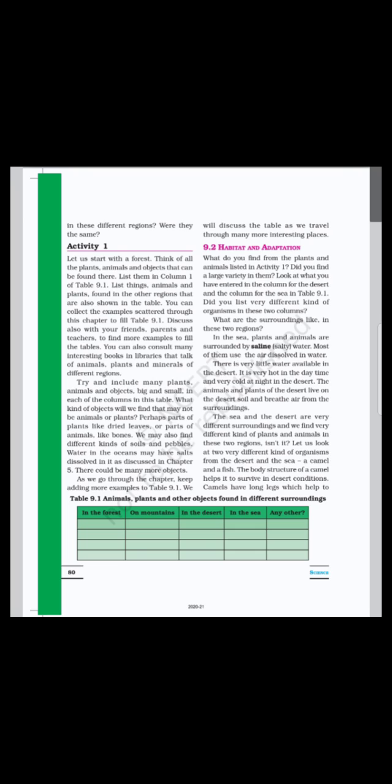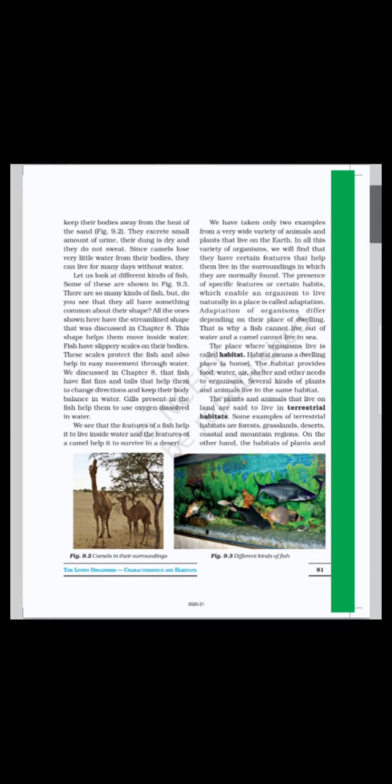The body structure of a camel helps it to survive in desert conditions. Camels have long legs which help to keep their bodies away from the heat of the sun. We see figure 9.2. They excrete a small amount of urine, their dung is dry, and they do not sweat. These camels lose very little water from the body. They can live for many days without water.